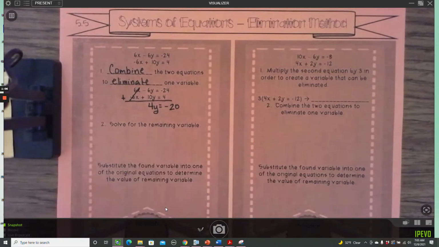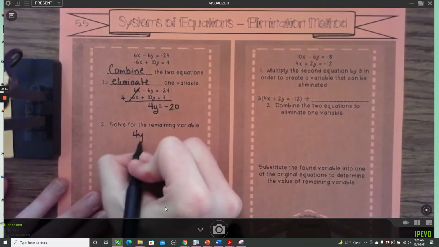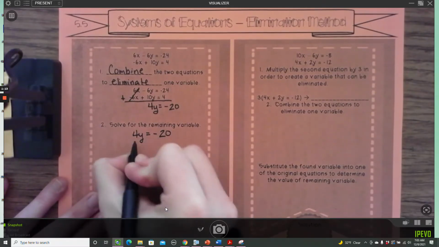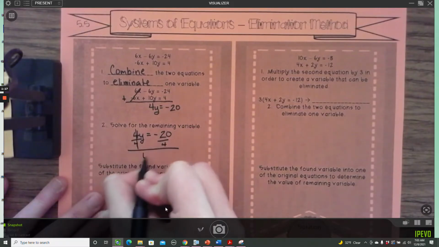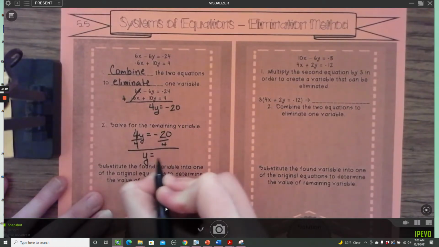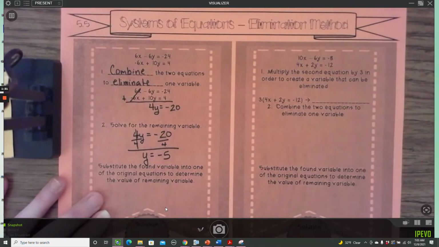So now I've got a one variable equation that I can solve. So 4y equals a negative 20. I'm going to divide both sides by 4. So that 4 will cancel. Negative 20 divided by 4 is a negative 5.